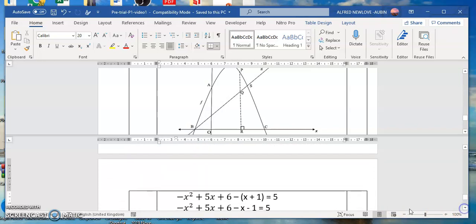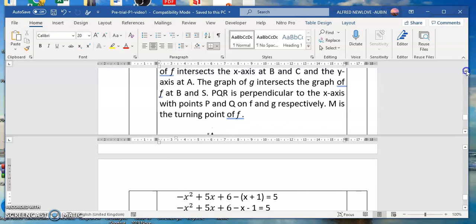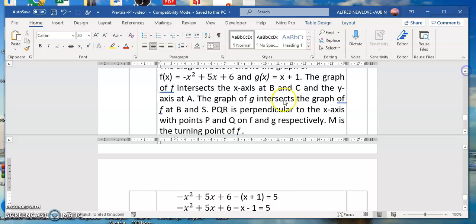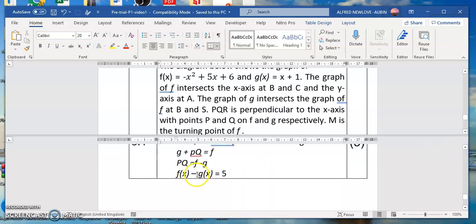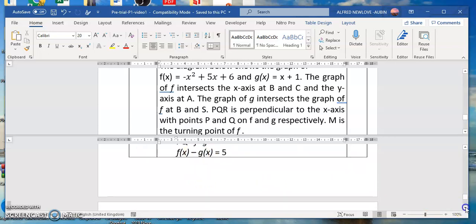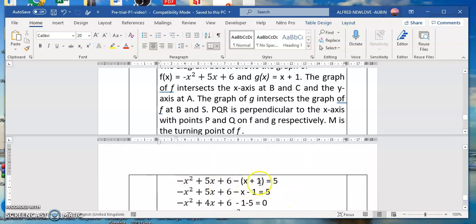And f is given as this in the question. It was given in the question that f is this. So this is f, minus, remember it was minus here, so minus g. What is g? x plus 1. So if you simplify, you have the minus here, and this is also going to be minus. It's equal to 5.